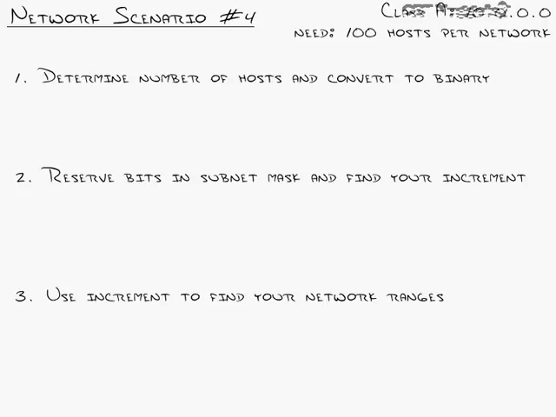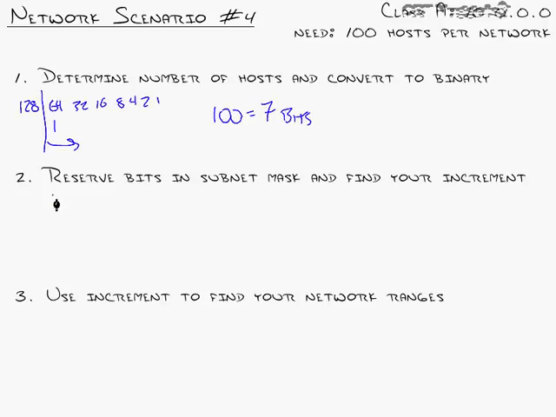All right, network scenario number 4. Class A address, we have 10,000 networks and need 100 hosts per network. So 100, how many bits does it take to get that number? 128, 64, 32, 16, 8, 4, 2, 1. Our first one goes right there, so immediately I know it is 7 bits. Step 2.